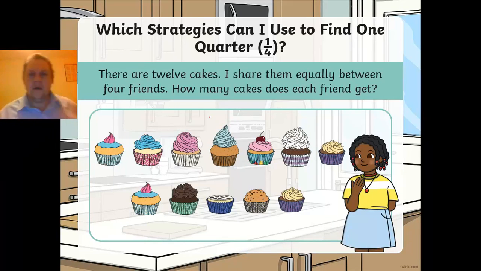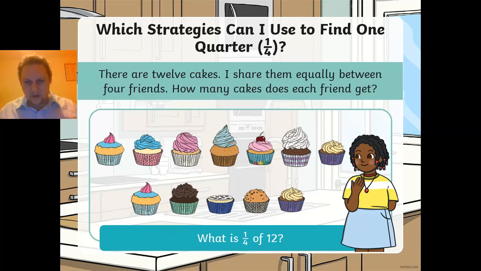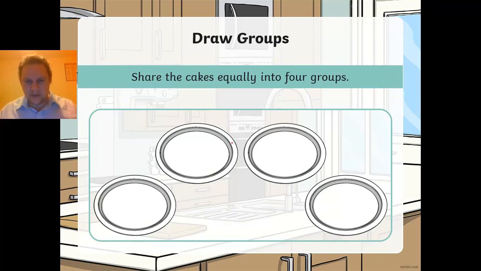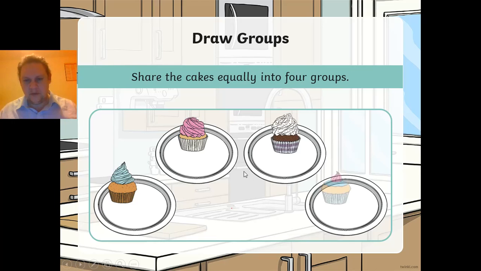Which strategies can I use to find a quarter? There are 12 cakes. I share them equally between 4 friends. How many cakes does each friend get? We know that when we're dealing with quarters, we need 4 equal groups. So what is a quarter of 12 is our question this time. We've got 4 plates here, and we've got to divide those 12 cakes between these 4 plates.